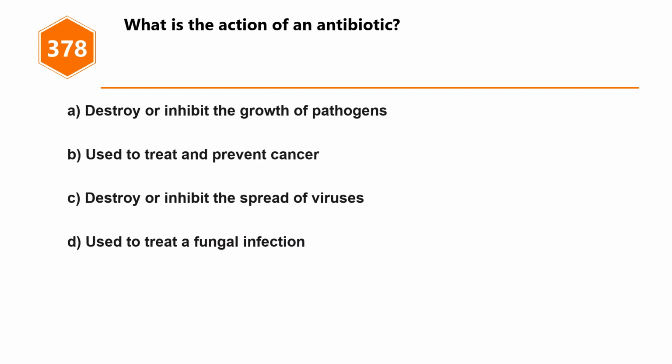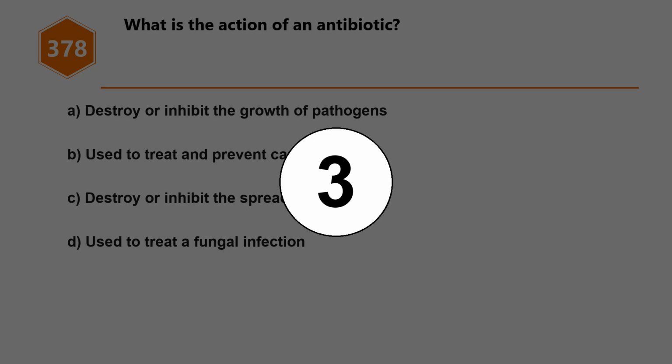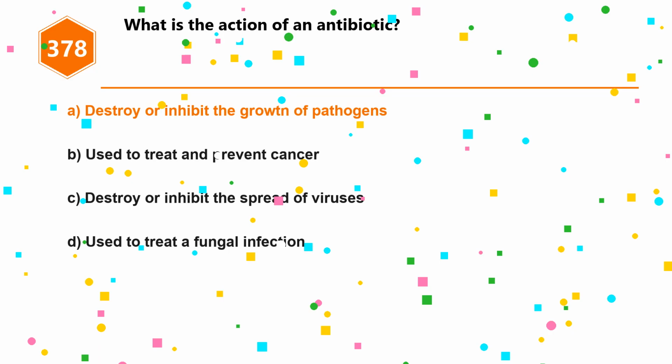Option A, destroy or inhibit the growth of pathogens. Option B, used to treat and prevent cancer. Option C, destroy or inhibit the spread of viruses. Option D, used to treat a fungal infection. The correct answer is option A, destroy or inhibit the growth of pathogens.